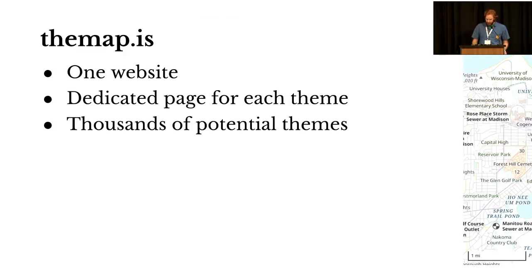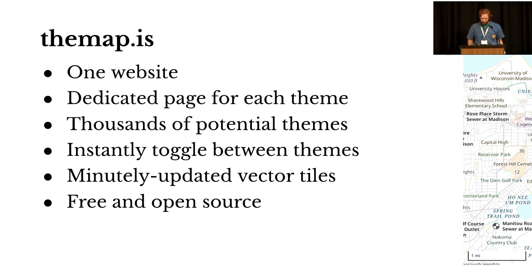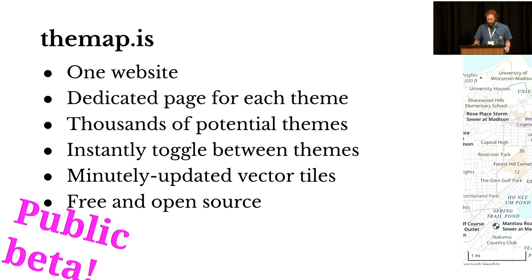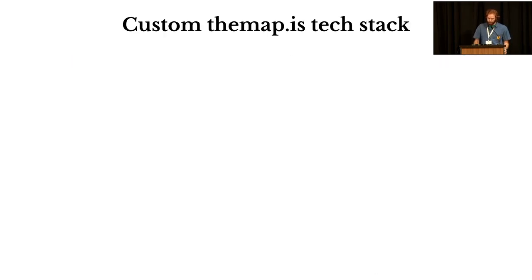So, quick overview. It's one website with thousands of potential themes. I've added a few myself, but it's open source so people can go on and add their own. And I wanted to make sure it was very quick to go between themes, so that meant creating vector tiles, and they had to be updated minutely from OpenStreetMap. So this is in public beta. If you go on the website, it might crash because it's running a tile server, and if too many people go on, then it'll stop loading tiles, so sorry about that. But you can check out the source code if you like.